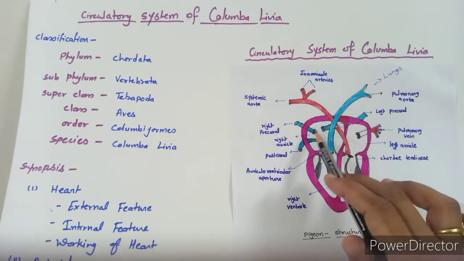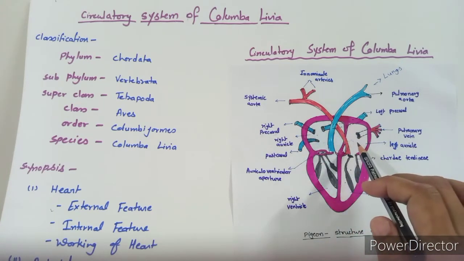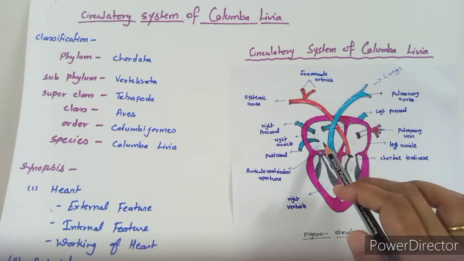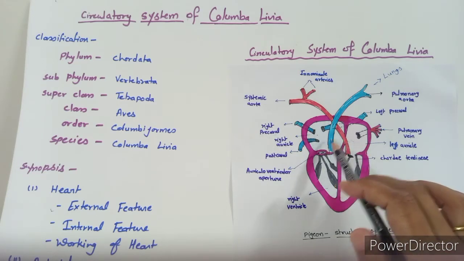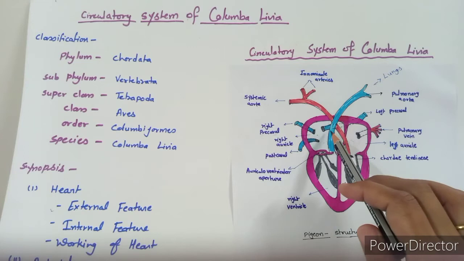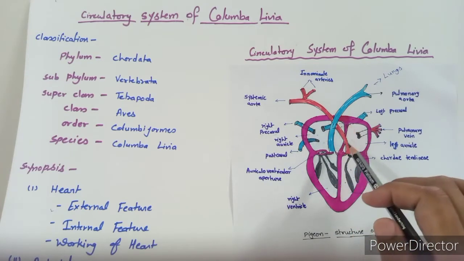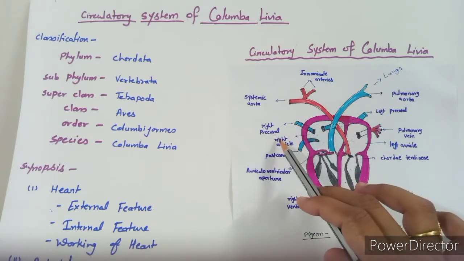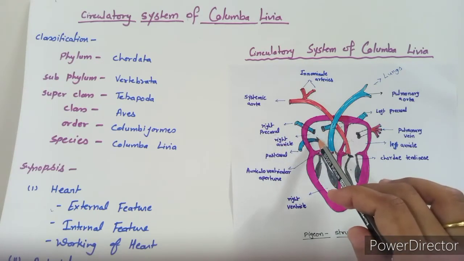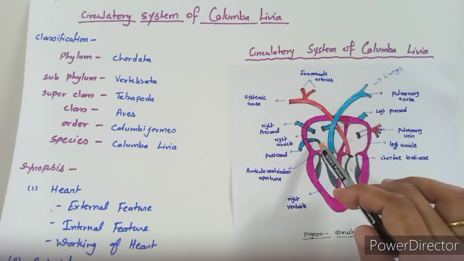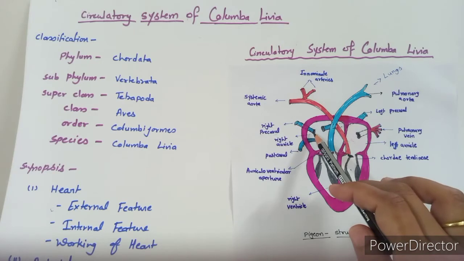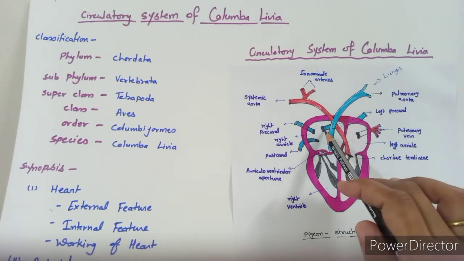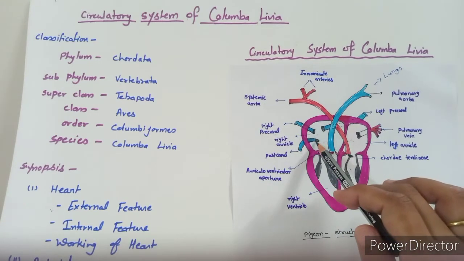The right auricle is larger than the left auricle because it collects all the deoxygenated blood from the body, and they are separated by the interauricular septum. When we talk about the right auricle, three large veins open into it. This is 1, this is 2, and this is 3. They are called the right precaval vein, the left precaval vein, and the postcaval vein.